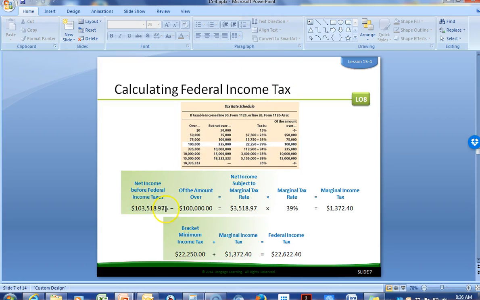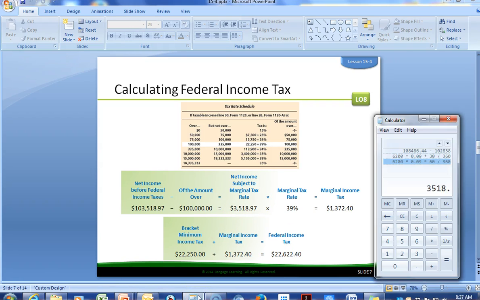Net income before taxes minus the $100,000, which you see right here. So we only have to pay taxes on this amount right here, times 39%. So 3,518 times 0.39 is $1,372.40. So we do our tax bracket amount plus the 39%, and this is our federal income tax.